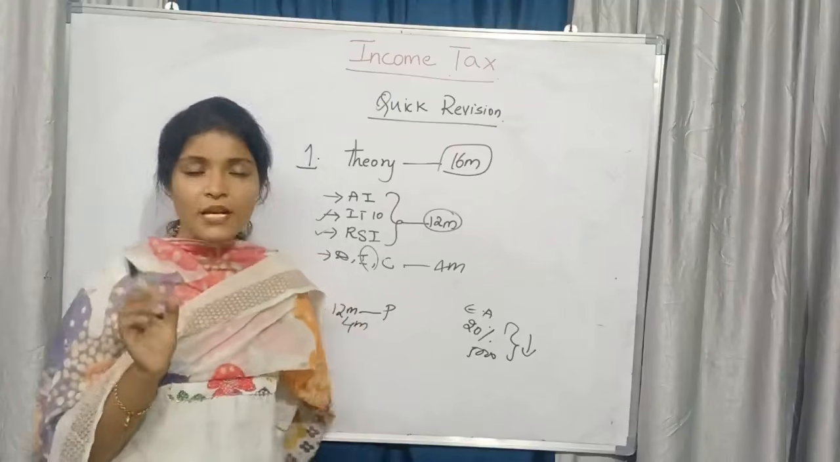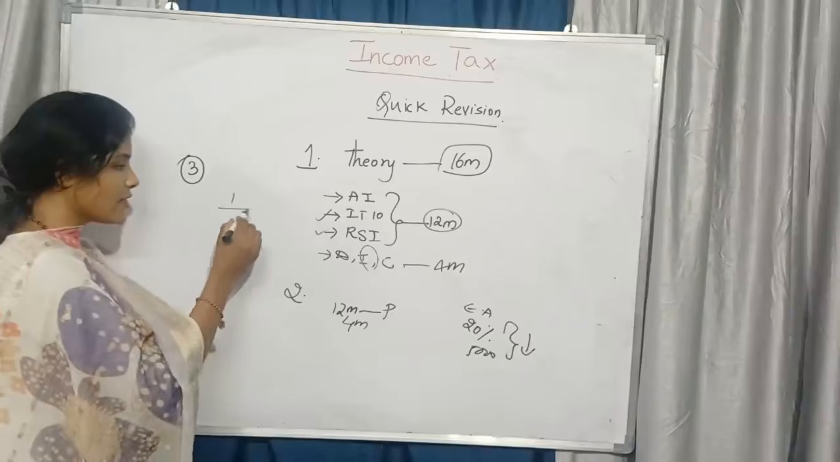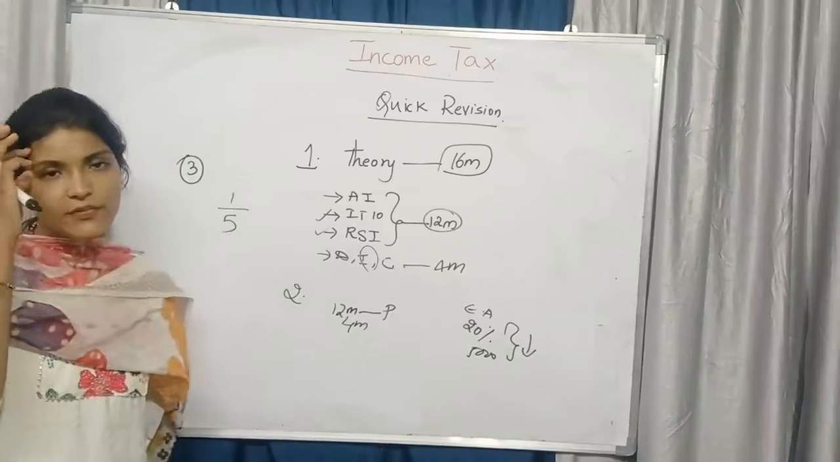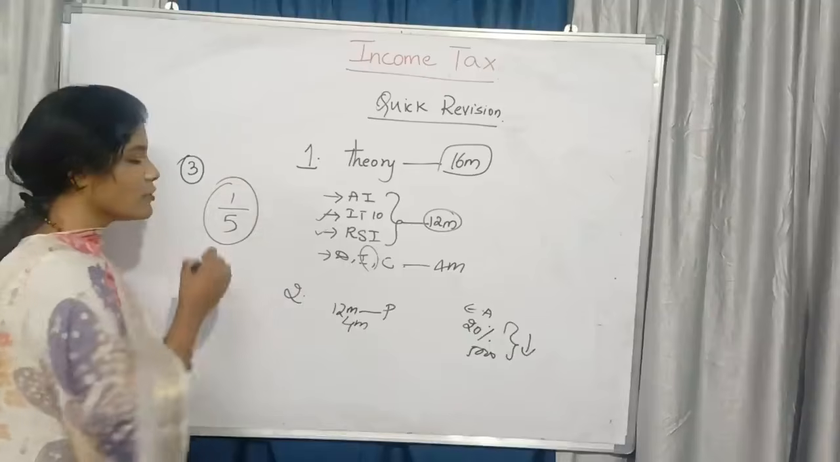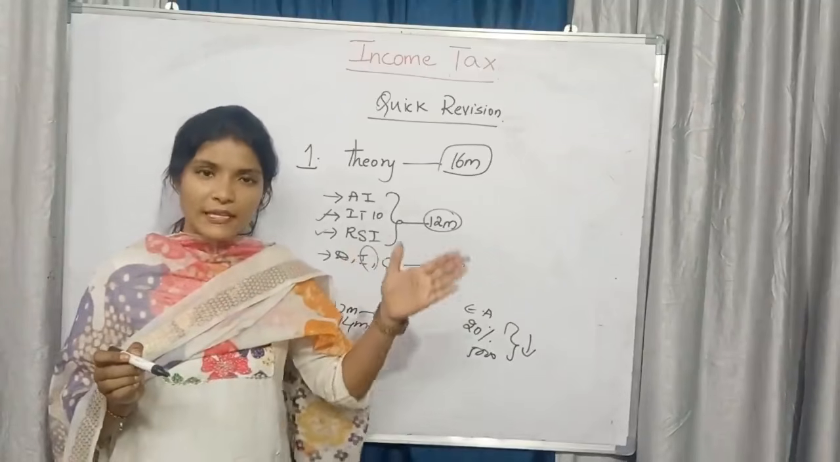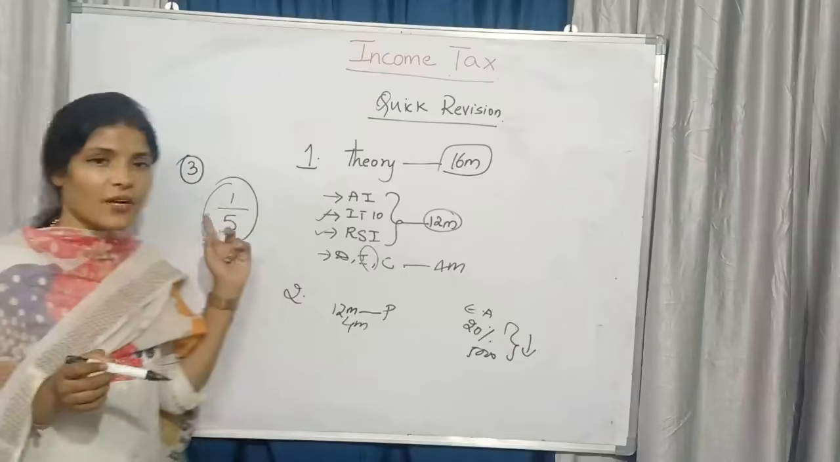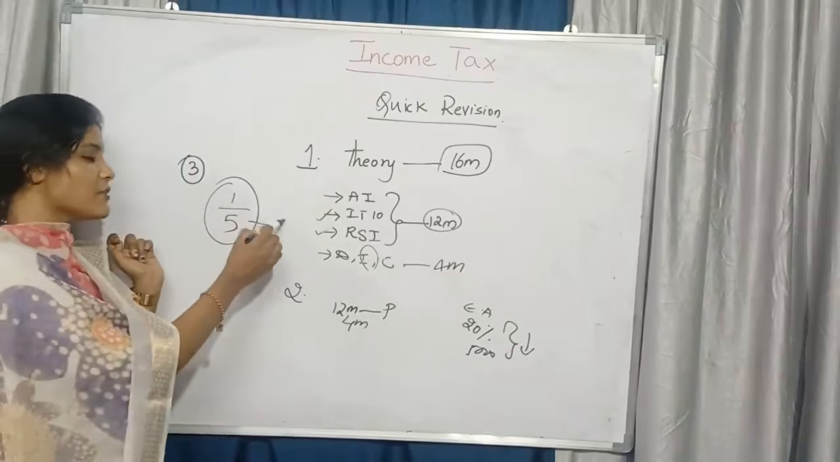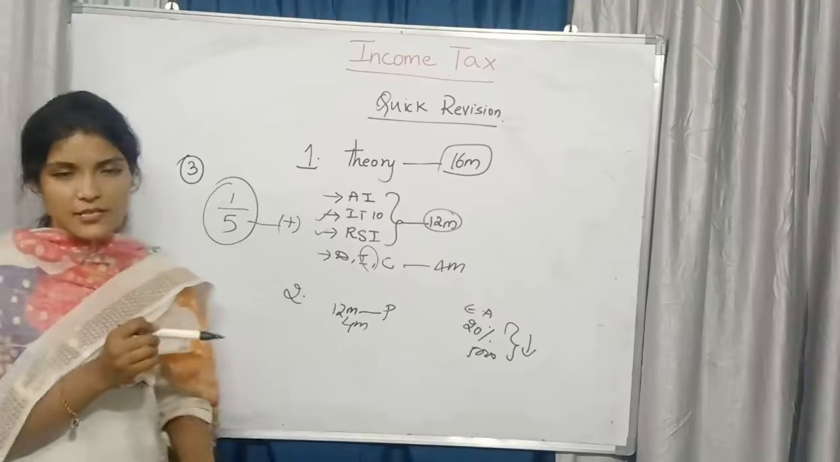Interest on loan is there. When the interest on loan is given as pre-construction, 1/5 is the ratio, you need to take it by default. If they are giving pre-construction loan interest, you need to take 1/5, and the answer you need to add to the current year interest.